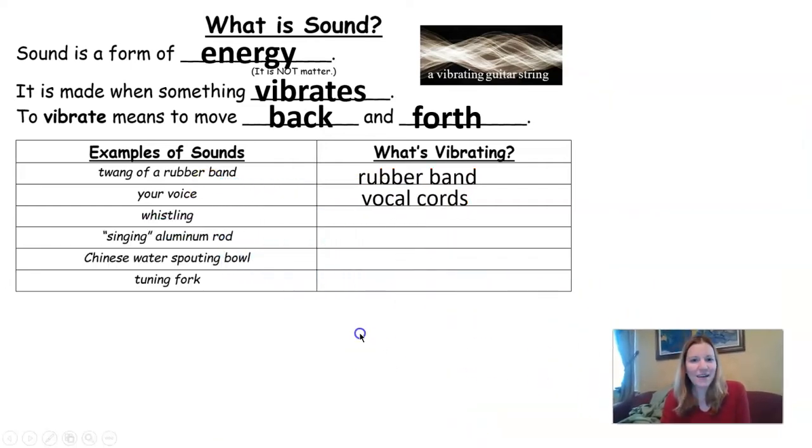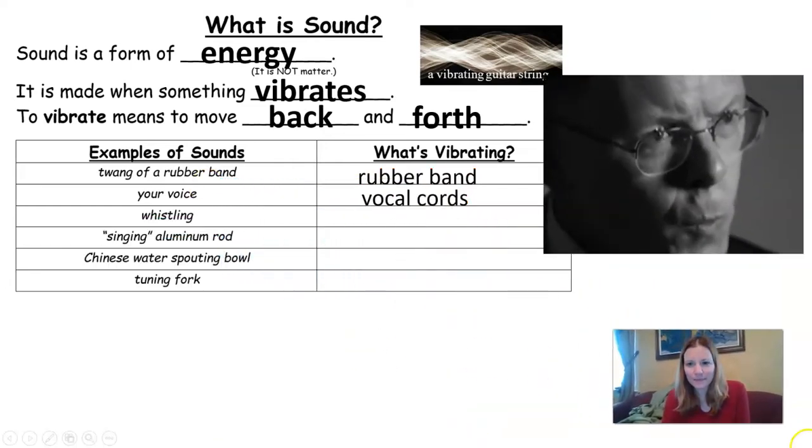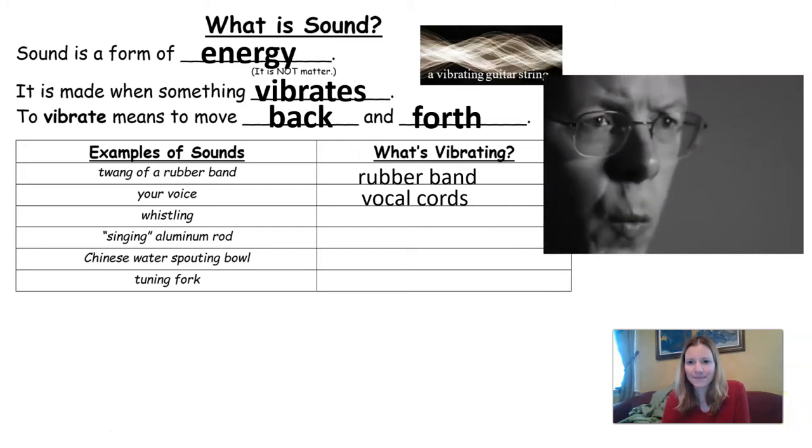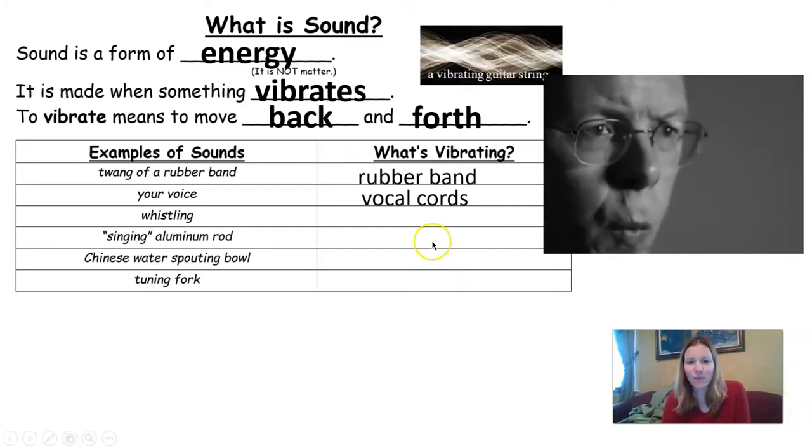Next, we have whistling. And in this case with whistling, it's actually air that is vibrating as it moves back and forth. If you actually try whistling, it's not actually your lips that are doing the vibration, it's the air that your lips and your mouth are pushing through that are creating the vibration for the sound.